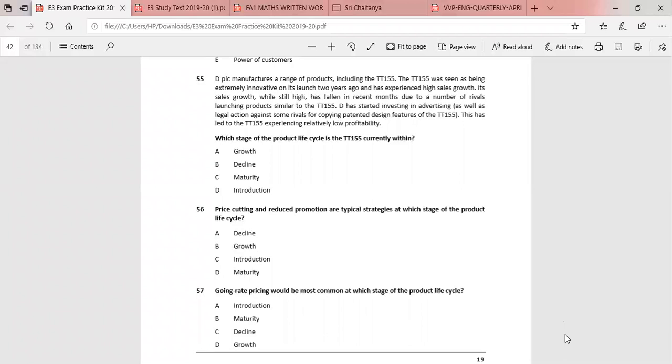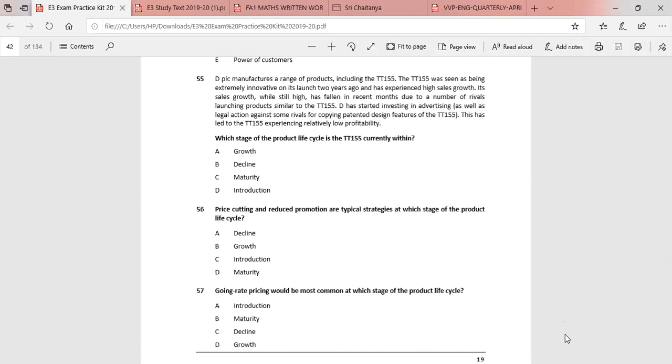DPLC manufactures a range of products including the TT155. The TT155 was seen as being extremely innovative on its launch 2 years ago, and has experienced high sales growth. Its sales growth, while still high, has fallen in recent months due to a number of rivals launching products similar to the TT155. D has started investing in advertising as well as legal action against some rivals for copying patented design features of the TT155.